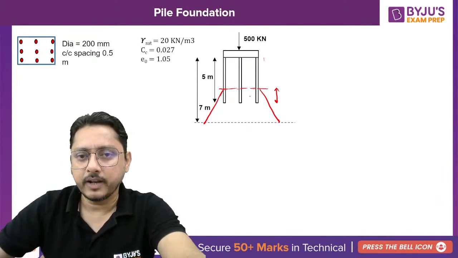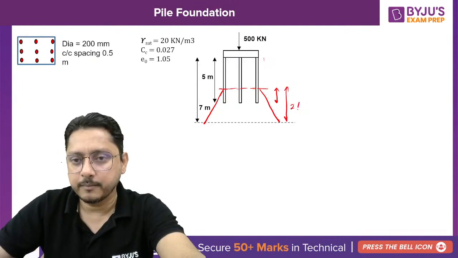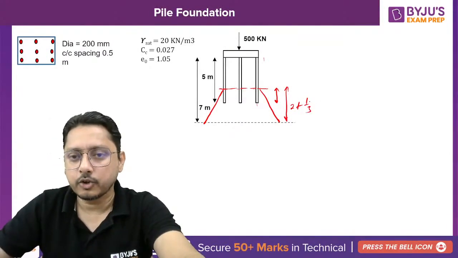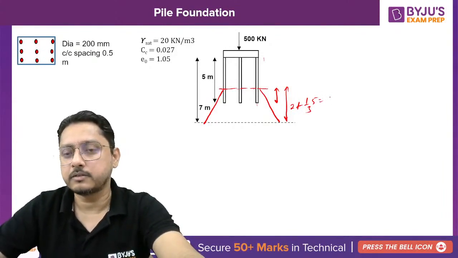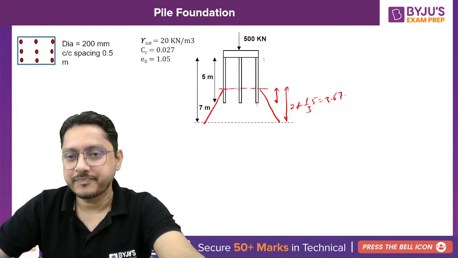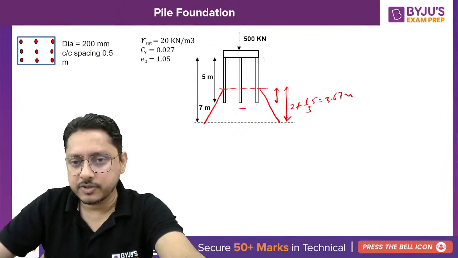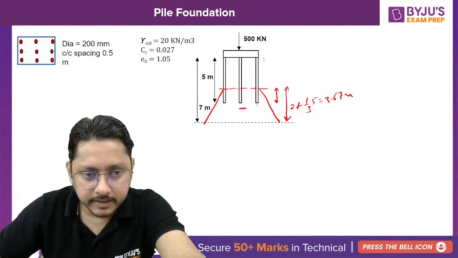So 2/3 of L, if I say this is 2 meters, so the total length will become 2 plus 1/3 of your 5, which will be about 1.67, so it will be 3.67 meter. For this 3.67 meter, we are going to calculate the effective stress at the center of that, which is at 1.83, isn't it? Which is at 1.83.